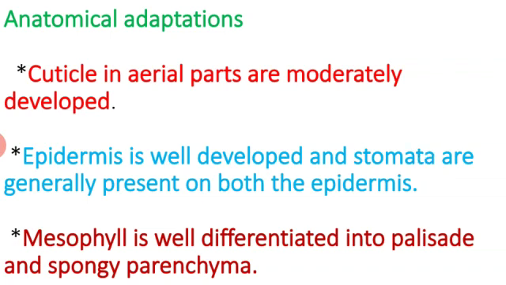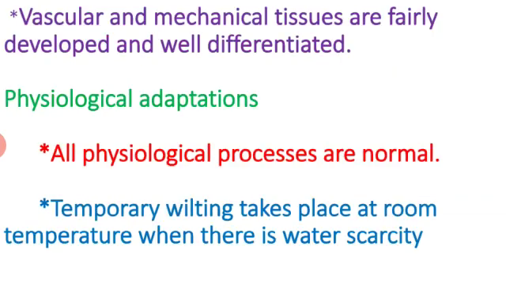Here the mesophyll, the central region below the epidermis, is classified into two parenchymatic cells. One is palisade parenchyma and the other is spongy parenchyma. Palisade cells are elongated and spongy cells are irregularly shaped parenchymatic cells. Next, vascular tissues, the xylem as well as phloem, are well developed and can be easily differentiated. So these are some of the anatomical characteristics of mesophytes.